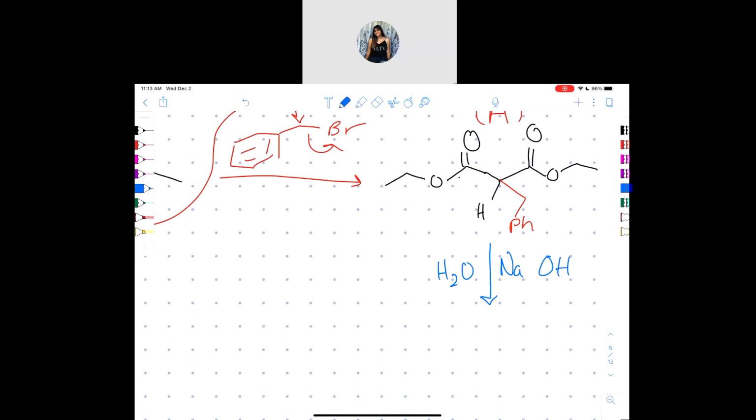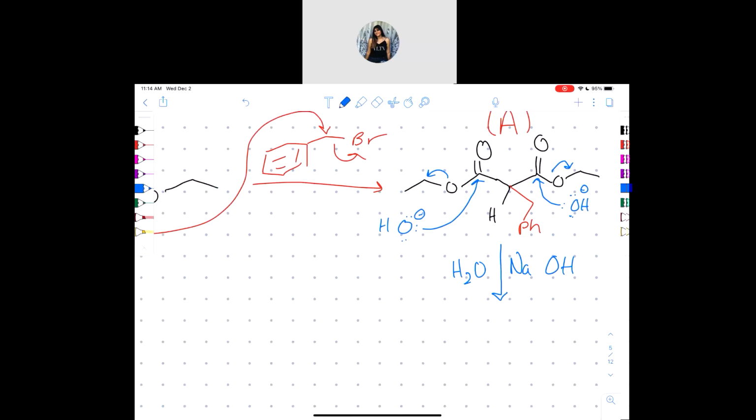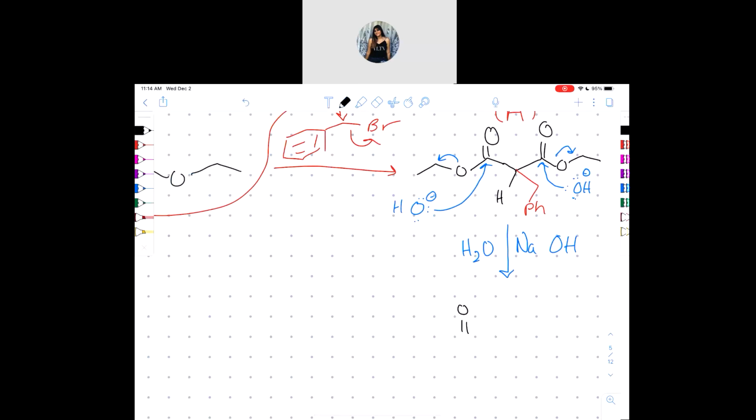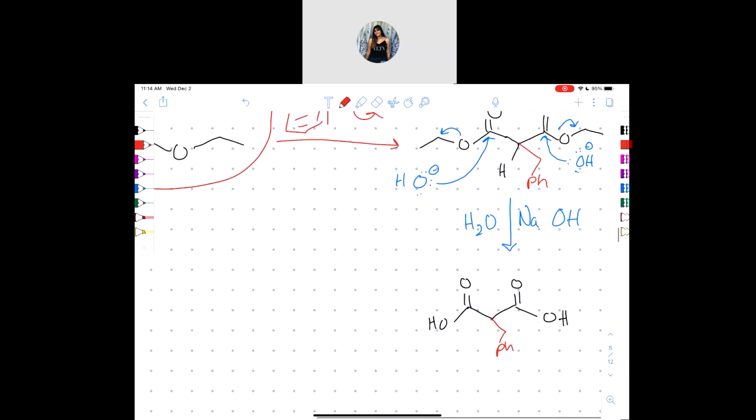Just for the sake of having the arrows, I'm going to draw it like this. All right, there we go. So when we replace both of those, we go from having two esters to having two whats? Carboxylic acids. Perfect. All right. So at this point, we have B.